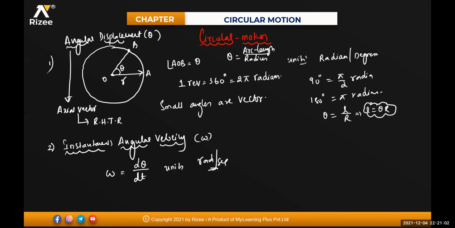Two. For n revolutions, or say for n rotations in t seconds, average angular velocity will be equal to 2 pi into n divided by t. That is nothing but theta by t. For n revolutions, it is 2 pi n divided by t. Clear?